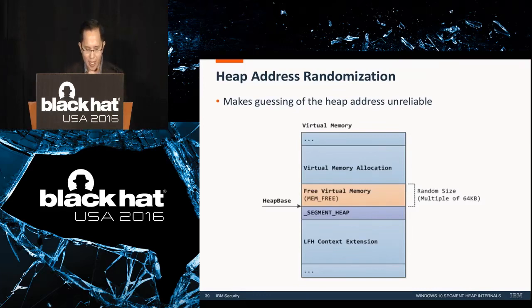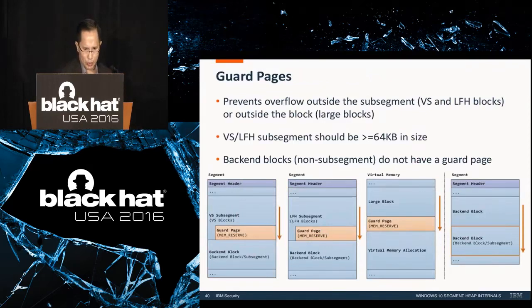Next, to make it unreliable to guess the heap address, a random size free memory is created before the heap base. And this random size is a multiple of 64 KB. Then to prevent overflow from VS blocks here, and from LFH blocks here, from corrupting data outside the subsegments where they are located, guard pages are added at the end of VS subsegments here, and the LFH subsegment. Also, to prevent an overflow from corrupting data outside the large block, a guard page is also added at the end of the large block here. And backend blocks, on the other hand, do not have a guard page, allowing an overflow to corrupt adjacent data outside the backend block.